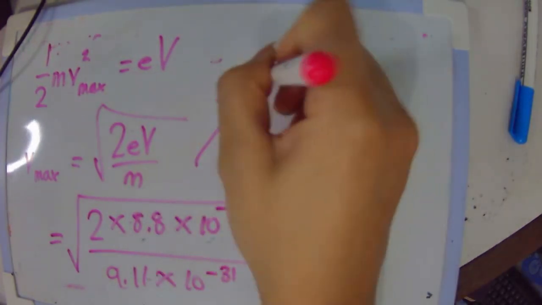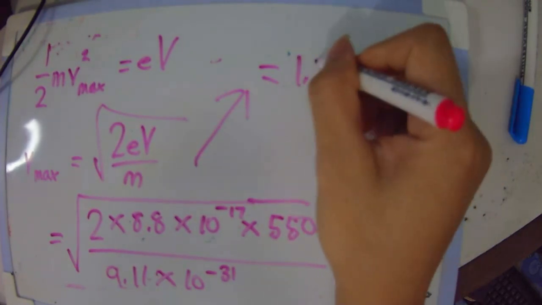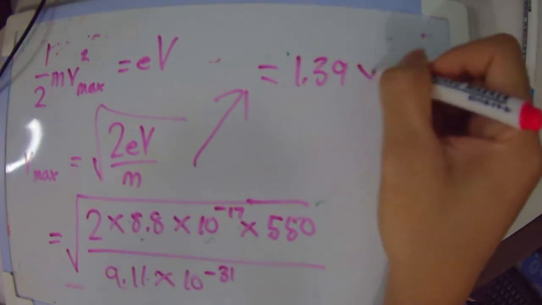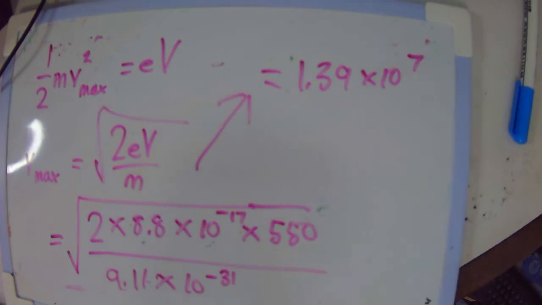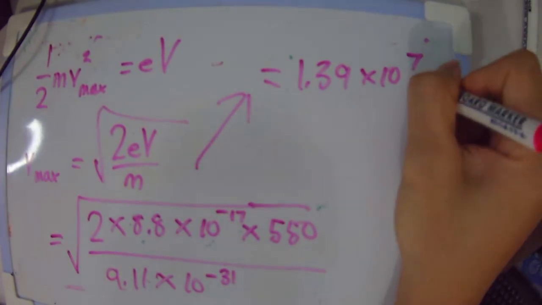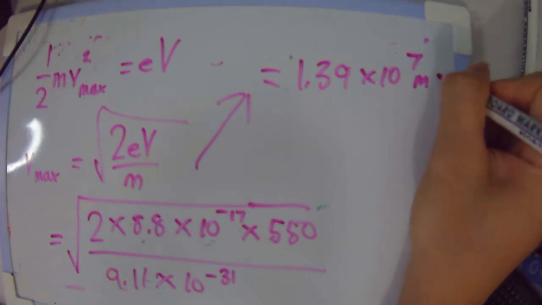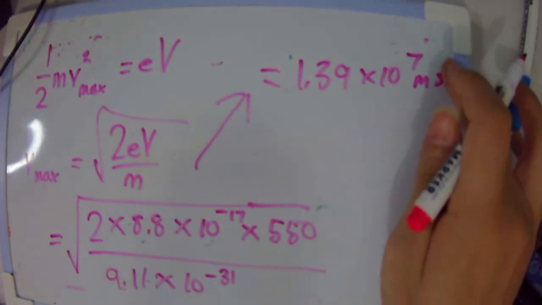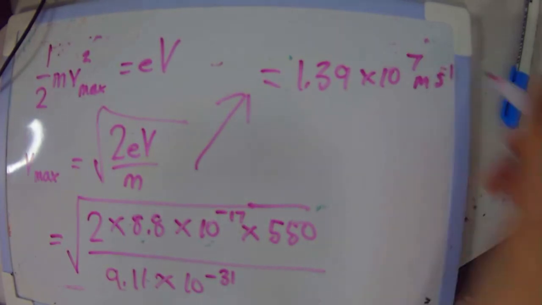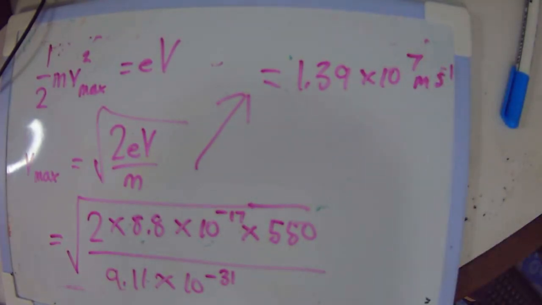Alright, and you get your final answer to be 1.39 times 10^7 meters per second. So actually that's pretty fast. So that's how you do the calculations. Basically, all the information earlier was already in the question. Okay.